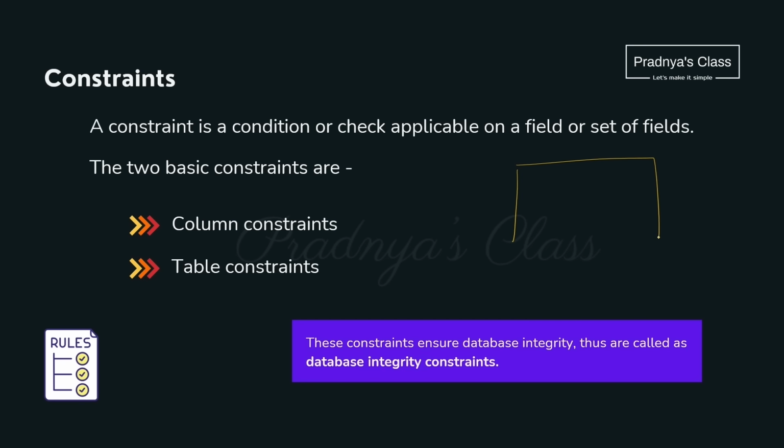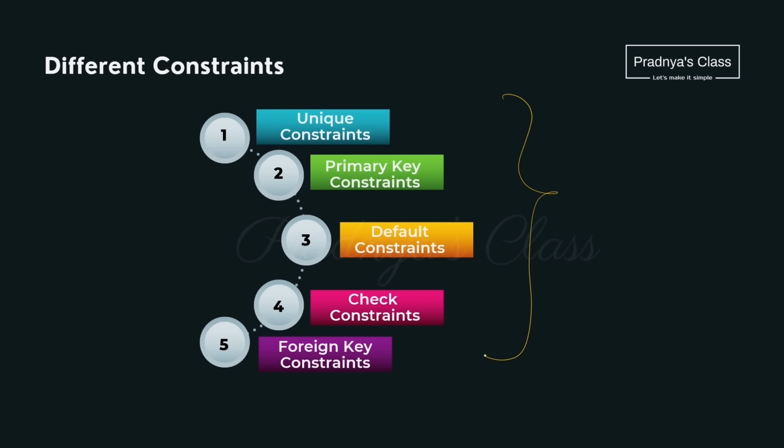Alright, when we create any table while storing data, we can apply some rules on it. Those rules are nothing but constraints. We can apply rules on a specific column as well as on the whole table. Here are the 5 types of constraints: unique, primary key, default, check constraint and foreign key constraint.